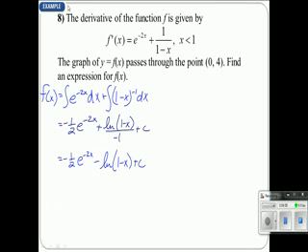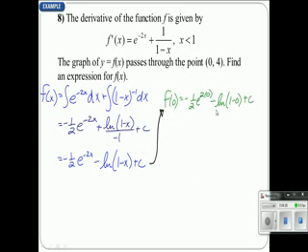All right, now I know that this function passes through the point (0, 4). That means that when x is equal to 0, f of x is equal to 4. So up here, I'm going to say that f of 0, so here I'm substituting 0 into this expression I just found, negative 1/2 e to the negative 2 times 0, minus natural log of 1 minus 0 plus c, and that's equal to 4, since it goes through (0, 4).